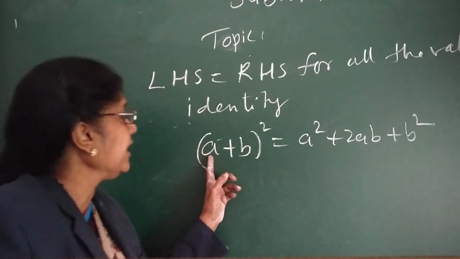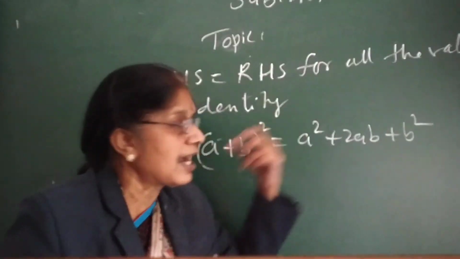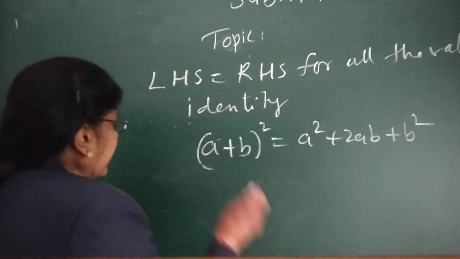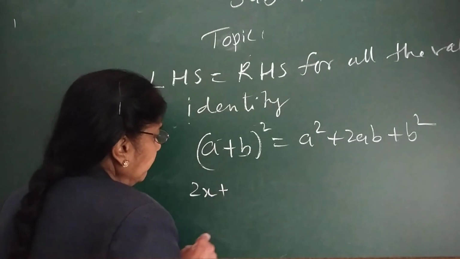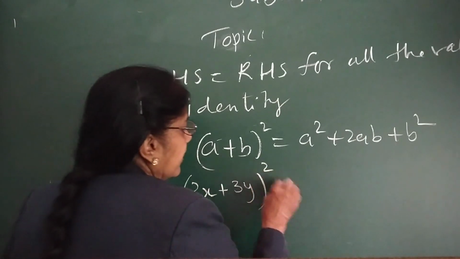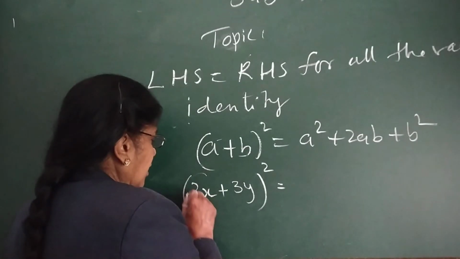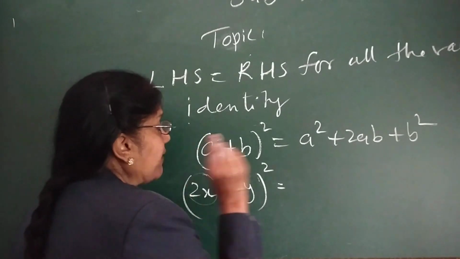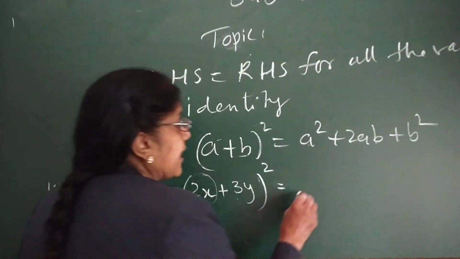What does it mean? If I take a value of a and a value of b and substitute them, then LHS should become equal to RHS. Let us take an example. First example, 2x plus 3y the whole square is equal to. So in 2x plus 3y the whole square, a is 2x and b is 3y. That means wherever a is there, you substitute 2x, and wherever b is there, you substitute 3y. So in place of this, I can write it down.